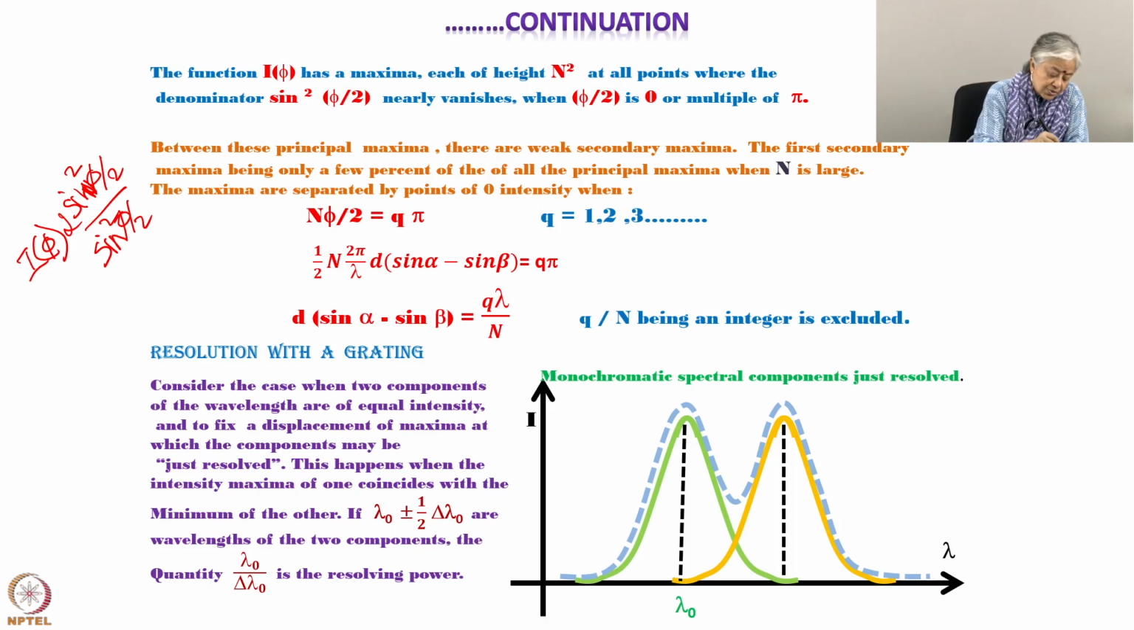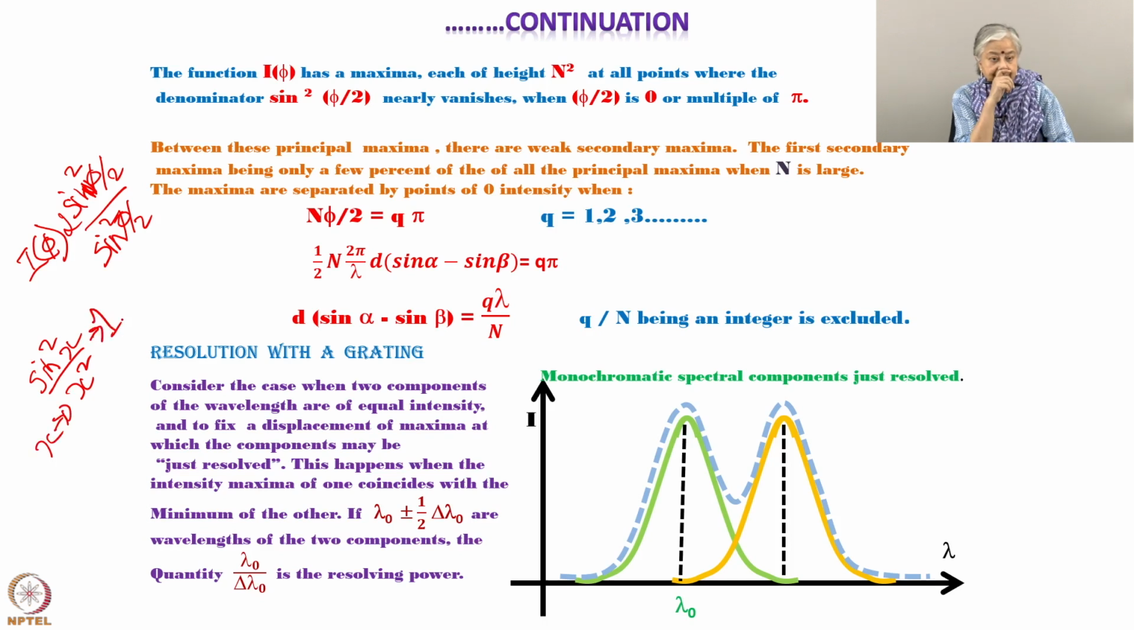You have to use the case where it is of the form sin squared x upon x squared, where x tends to 0, and this becomes 1. Now, if sin squared (phi by 2) is 0 here, we can approximate it, since it is very small, so sin (phi by 2) is equal to phi by 2. So, you can write this whole equation in this form.